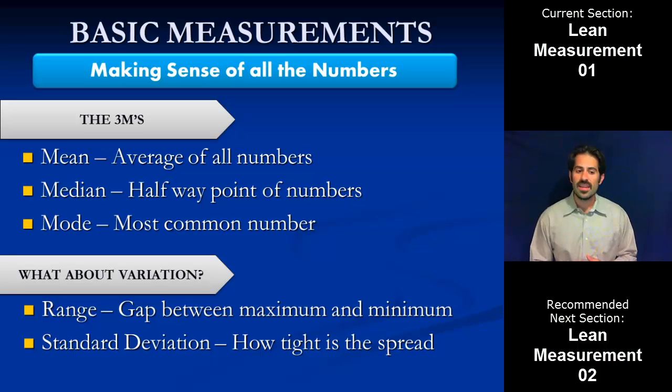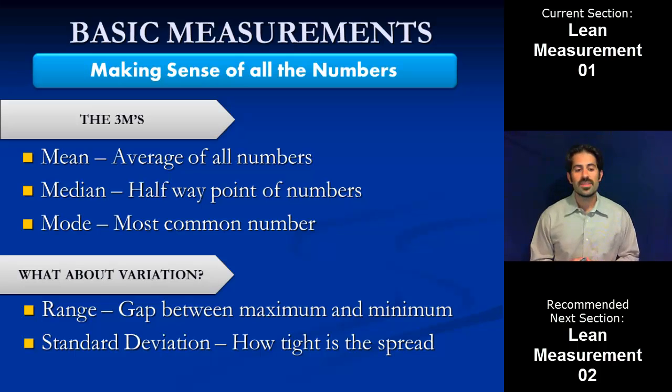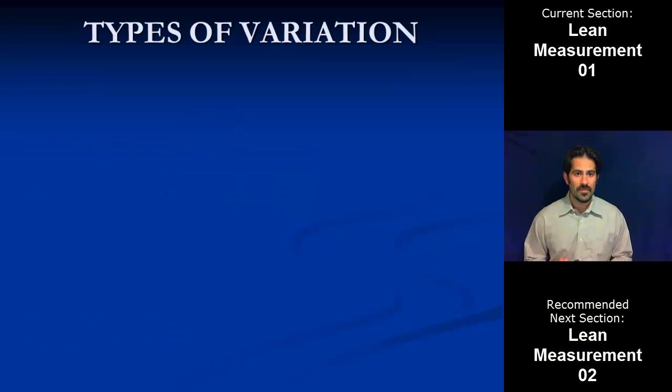The first one is range, and that's the gap between the maximum and the minimum. And then the second one is this idea of a standard deviation, which is a statistical term. What that really means is just how tight that spread is. Is the data clustered close together, or is it spread out really far? That variation is something we need to focus on, because that's going to give us some insight into how effective our process actually is at turning out consistently good results.